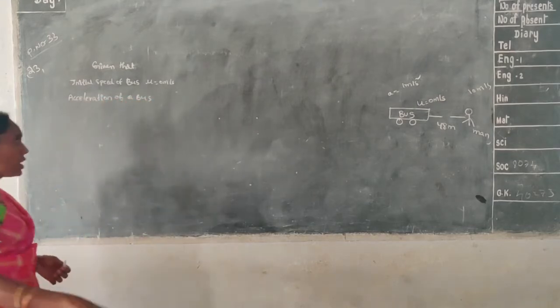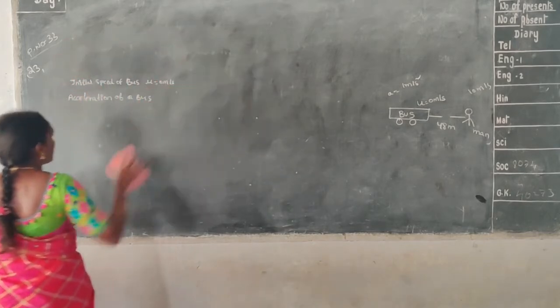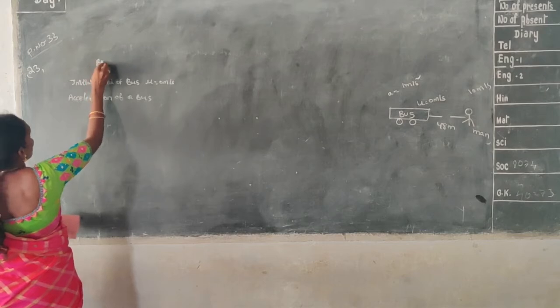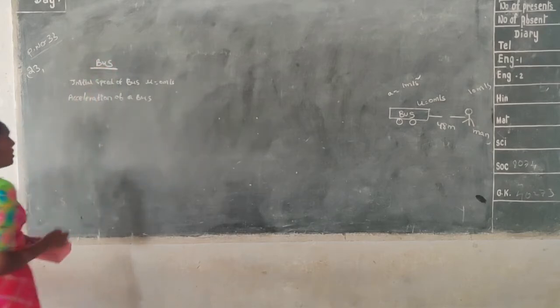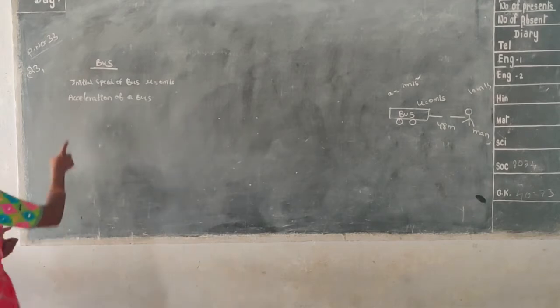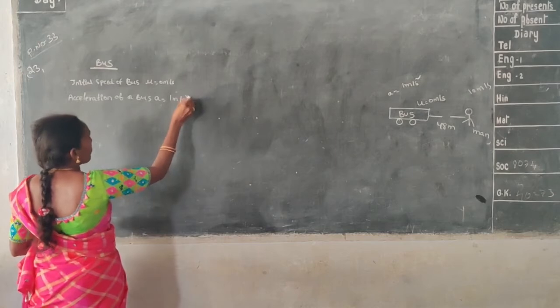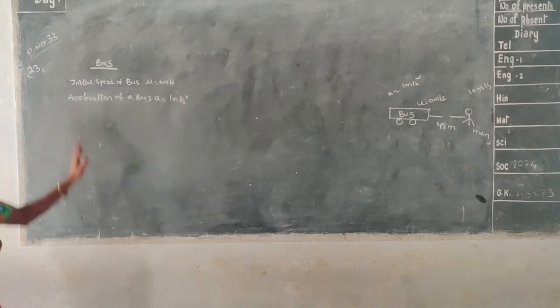Now look at the board. Here I wrote the information regarding the bus. Initial speed of the bus u is equal to 0 meter per second, and next acceleration of the bus a is equal to 1 meter per second square. In these situations, find out the distance travelled by the bus.